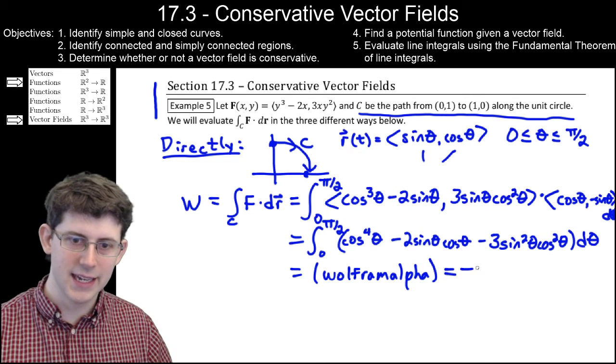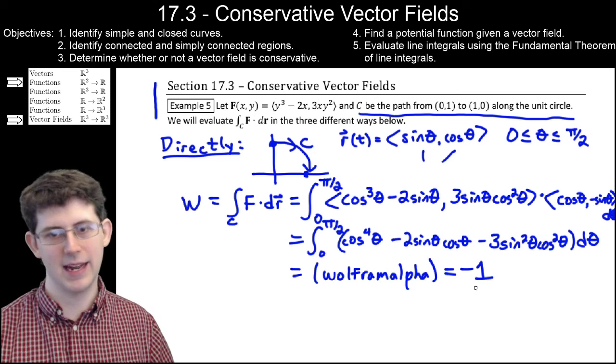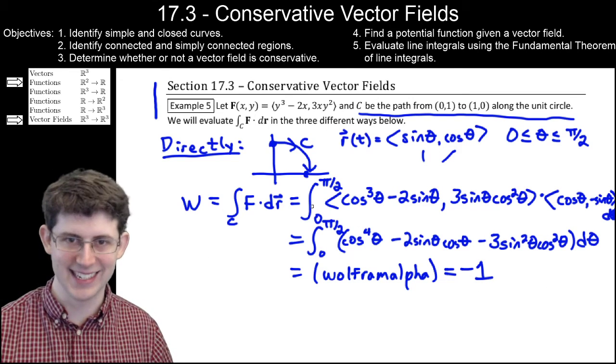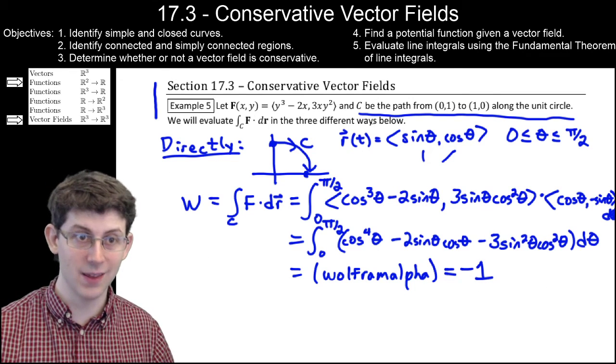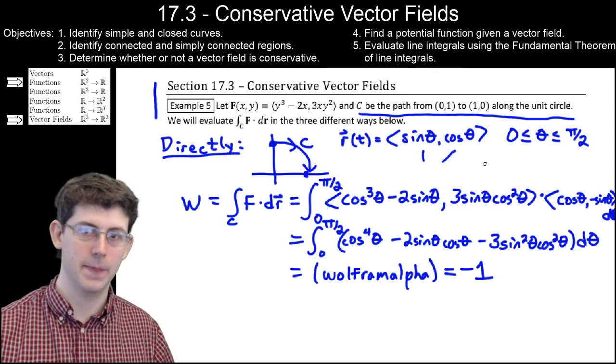This is a very non-satisfying answer, at least to me. It's like, hey, I did it, I did the setup, and then I gave up and I had somebody else do it for me. So I don't like this. But this is one way to find the work done by this vector field when we move along this path.